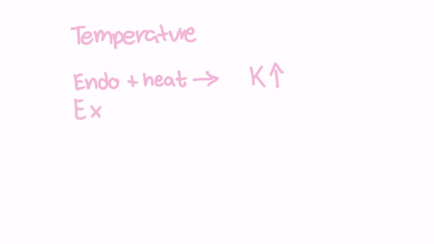Exothermic reactions, on the other hand, when you add heat, you will shift the equilibrium left. This is because they are releasing heat in order to make products. So by adding temperature, you're favoring reactants instead, because it wants to lose heat. So in this case, K will decrease. Remember, only temperature will affect K.